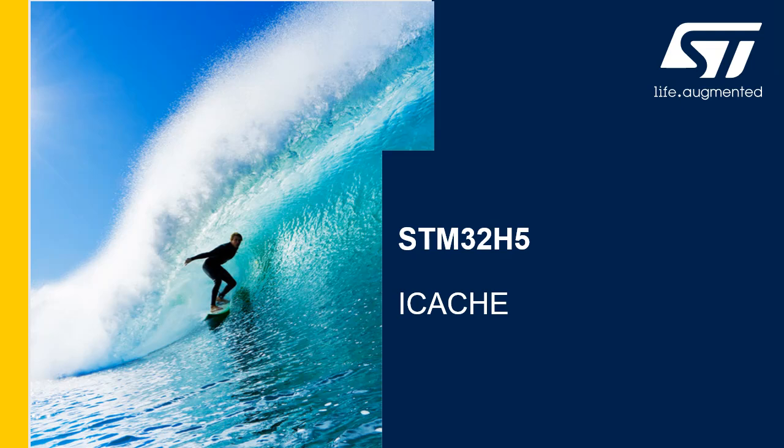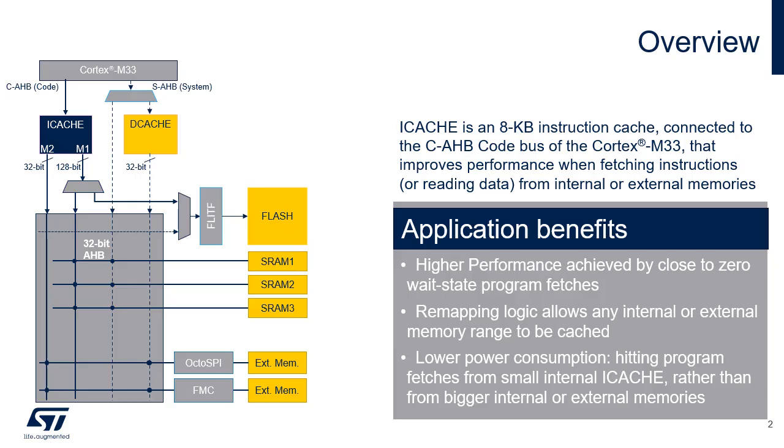Hello, and welcome to this presentation of the ICACHE module, which is embedded in all products of the STM32H5 microcontroller family. The instruction cache, or ICACHE, is introduced on the CAHB code bus of the Cortex-M33 processor to improve performance when fetching instructions and data from internal flash or SRAM memories or from external memories through the octo-SPI or FMC interfaces.